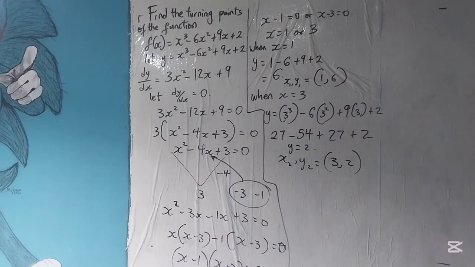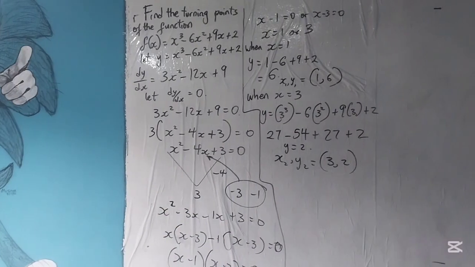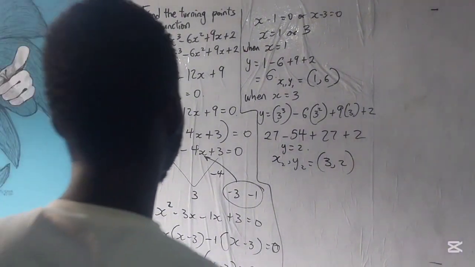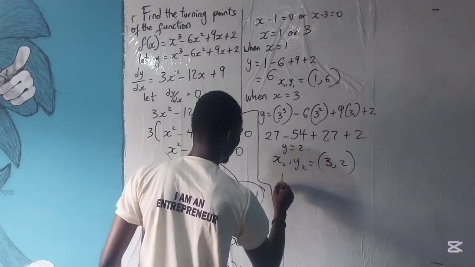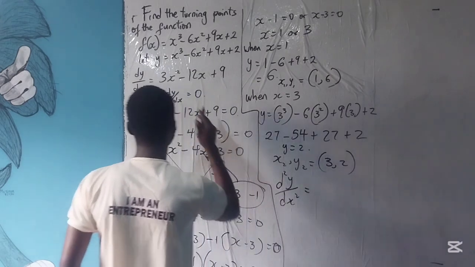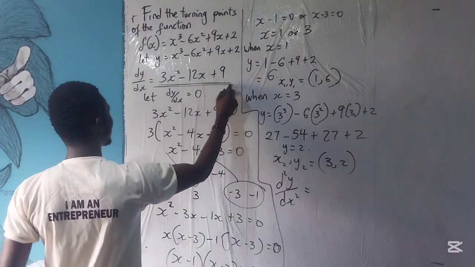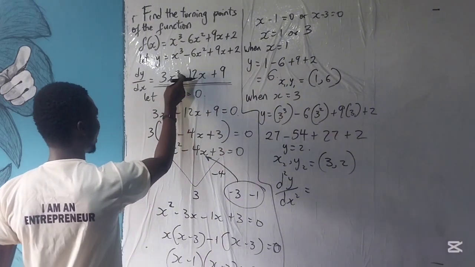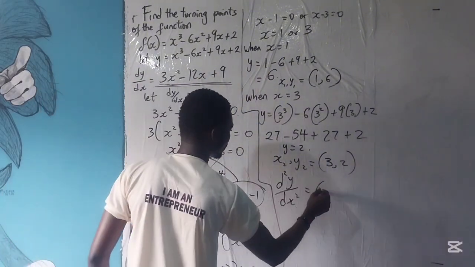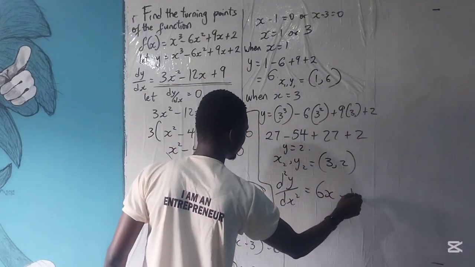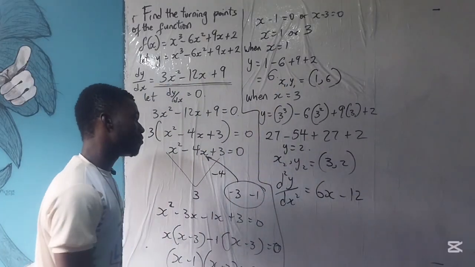How do we now get the minimal and the maximal value? To get the minimal and the maximal value, we are going to find the second derivative, that's d square y over dx square. This is the first derivative here, which is 3x squared minus 12x plus 9. If we find the second derivative of this, that will give us 6x. Now, minus 12x will give us minus 12 when we differentiate. So we have 6x minus 12.